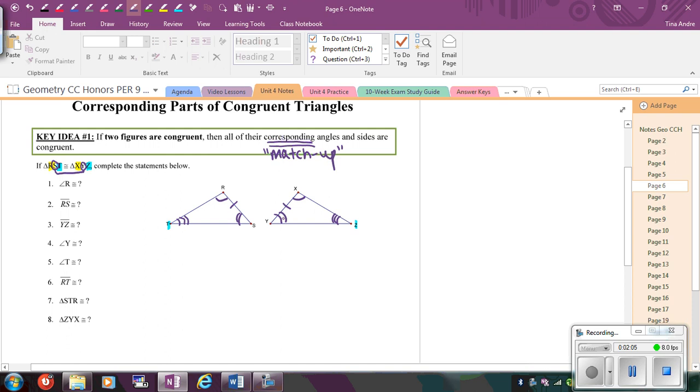But you could also just look at your statement here. If I look at RS, those are the first two letters. Those match up with XY, the first two letters of the other triangle. So those have to be congruent. And then the last two letters, ST and YZ, have to be congruent. And then the outer letters, RT and XZ, have to be congruent. So again, look at the congruence statement for the order, or you could just look at the number of arcs that you've used for the angles to identify your congruent pairs of sides.